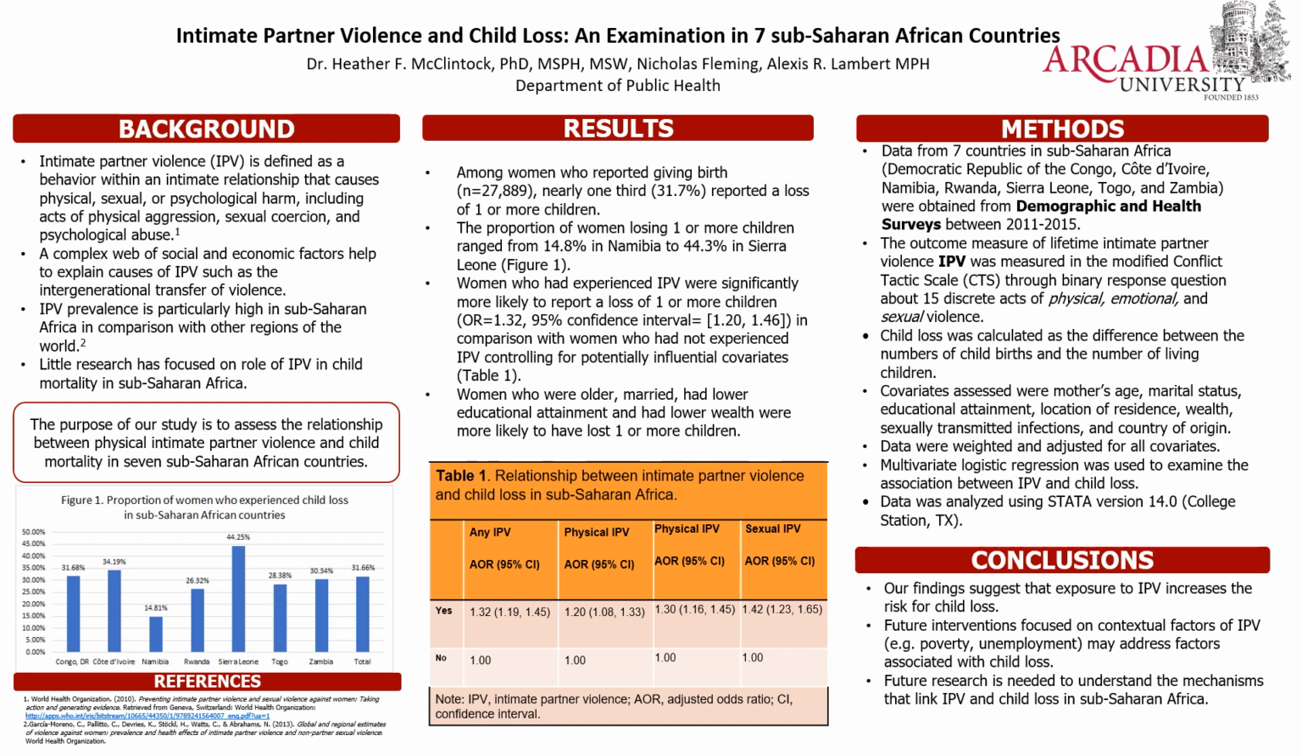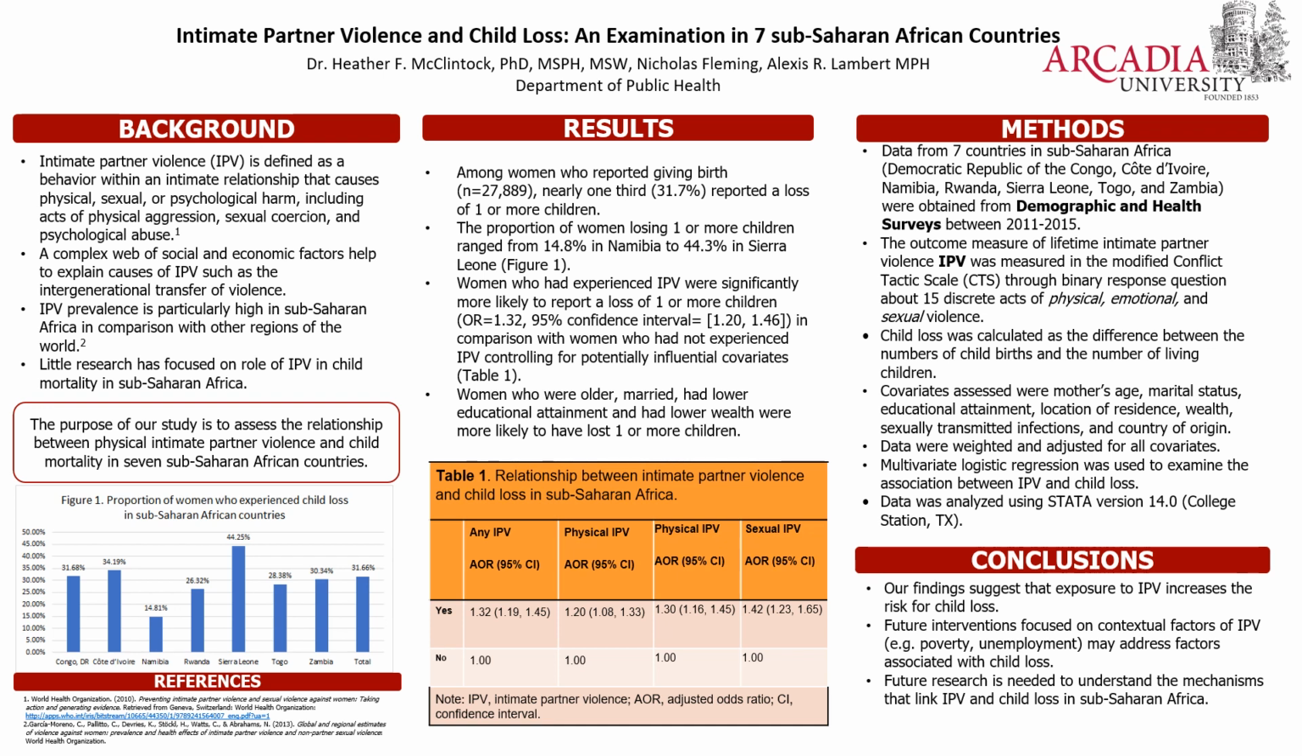Intimate partner violence is particularly high in sub-Saharan Africa in comparison to other regions of the world. However, there's been very little research that has looked at the role of IPV in child mortality in sub-Saharan Africa. And so the purpose of this study was to assess the relationship between physical intimate partner violence and child mortality in 7 sub-Saharan African countries.